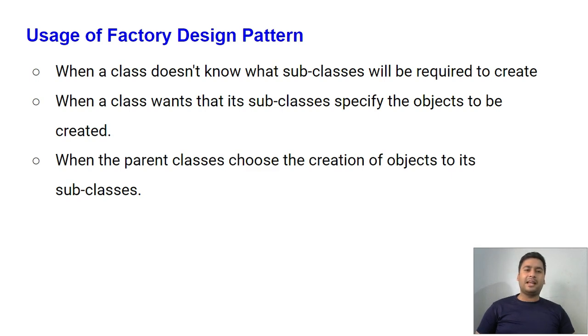Sometimes we get situations where we don't know which subclasses will be required to create. At that time we provide one abstraction so that we don't create the object ourselves, and other classes will create it. Use it when a class wants its subclasses to specify the object to be created. Whenever you need a class, you can pass the type and it will give the object, when the parent class delegates the creation of the object to its subclasses.